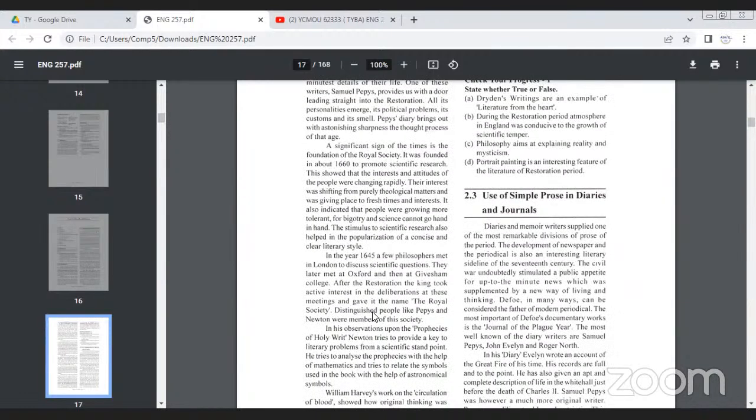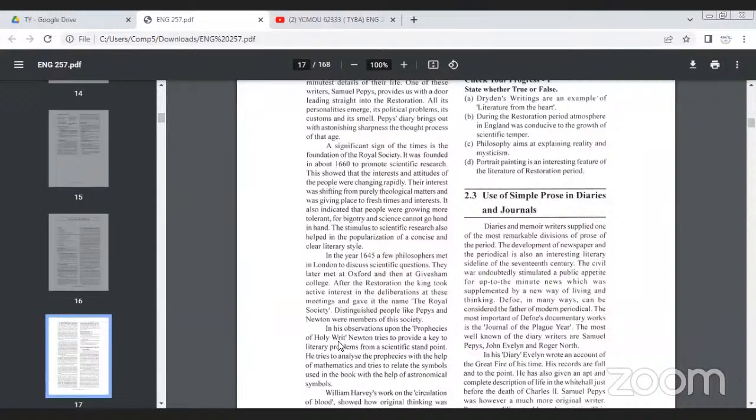In the year 1645, a few philosophers met in London to discuss scientific questions. They later met at Oxford and then at Gresham College. After the Restoration, the king took active interest in the deliberations at those meetings and gave it its name, the Royal Society. Distinguished people like Pepys and Newton were members of this society.